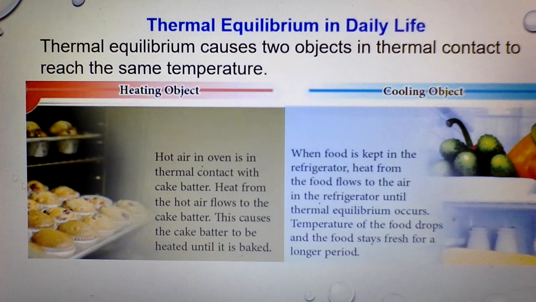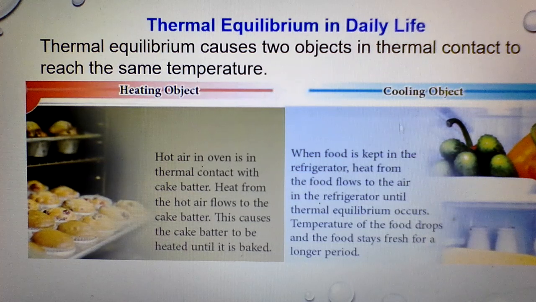Okay, so let's discuss some applications of thermal equilibrium in daily life. Thermal equilibrium causes two objects in thermal contact to reach the same temperature. You can look at the first situation, heating an object, like a hot oven used for baking. Hot air in the oven is in thermal contact with the cake batter. Heat from the hot air flows to the cake batter. This causes the cake batter to be heated until it is baked. Finally, when the batter and the temperature in the oven become equal, the cake is cooked.